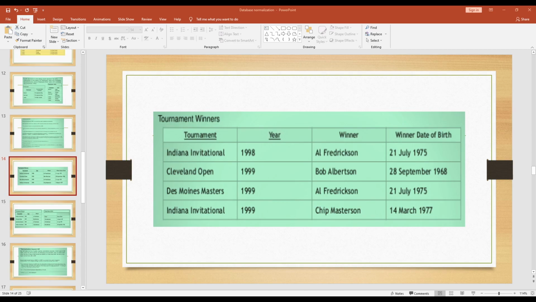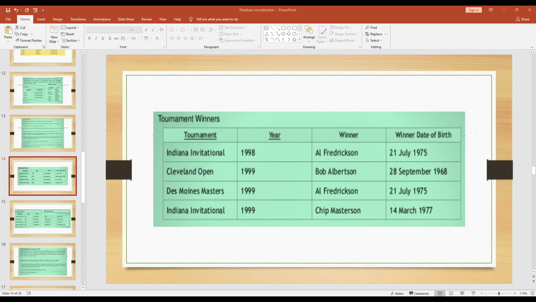Winner date of birth. The first row is 21 July 1975. The second row is 28 September 1986. The third row is 21 July 1975. The fourth row is 14 March 1977.